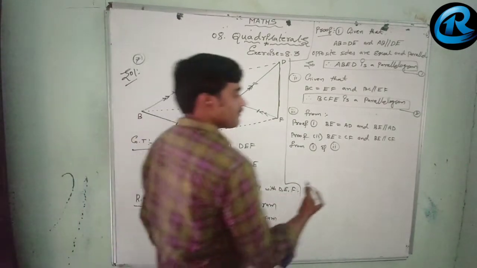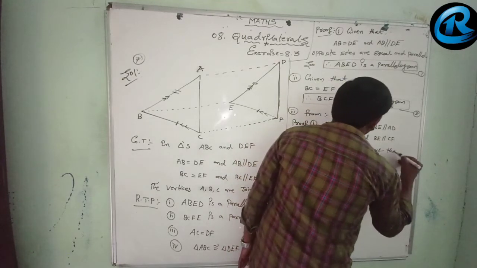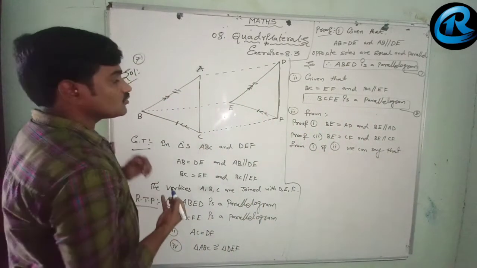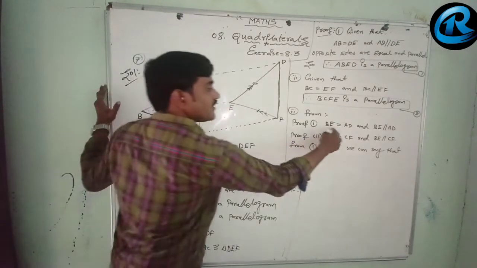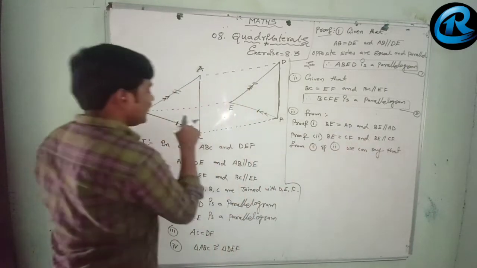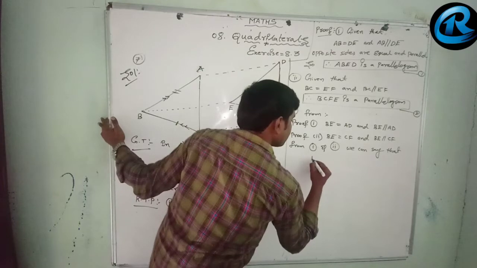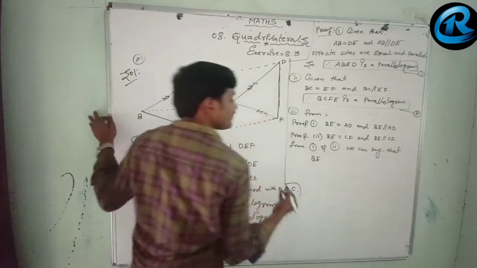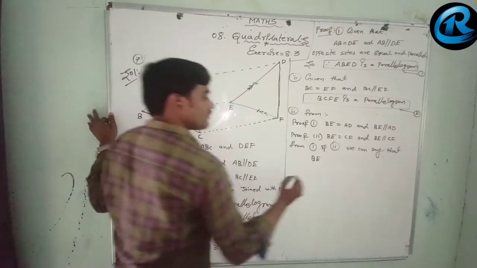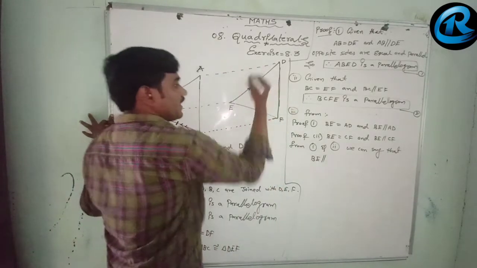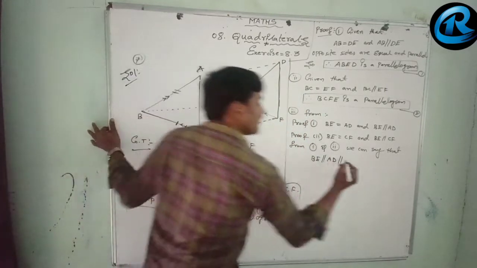we can say that, see, this BE is parallel to AD, and this BE is parallel to CF also. So we can write here: BE is also parallel to AD, and it is parallel to CF.